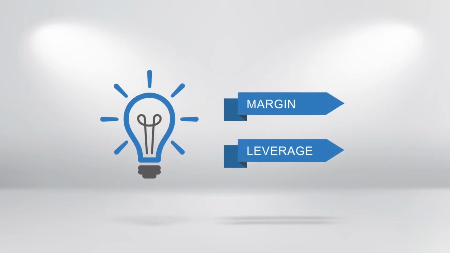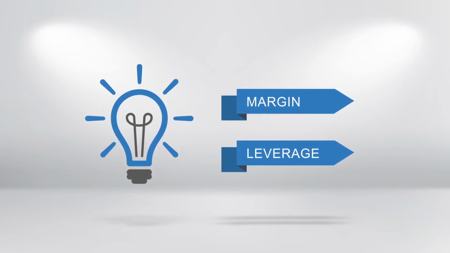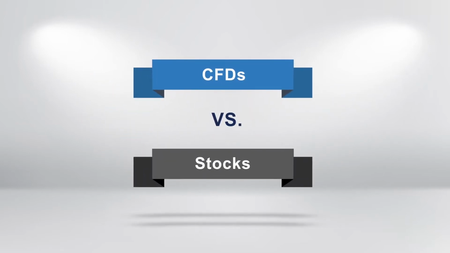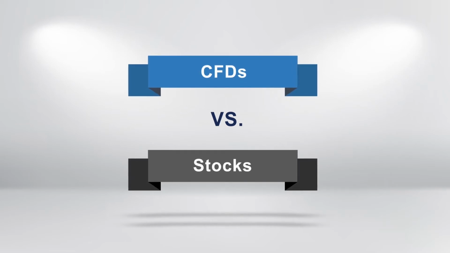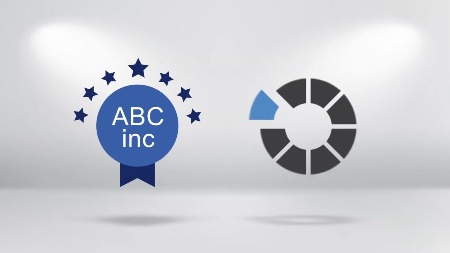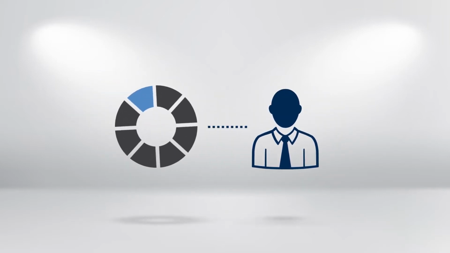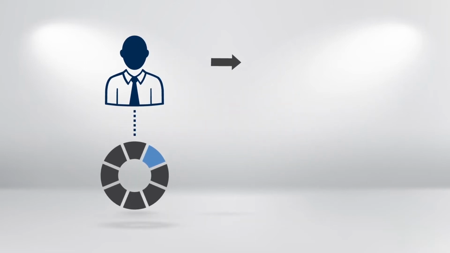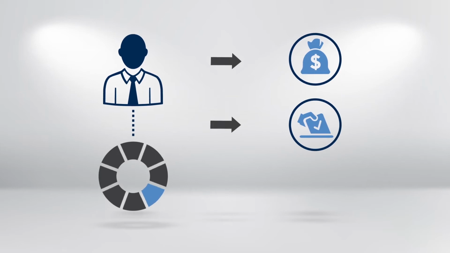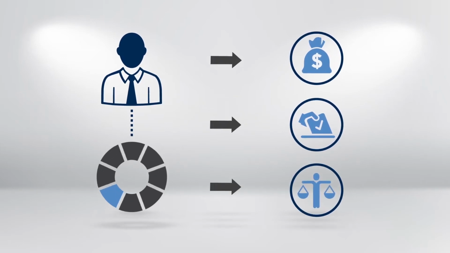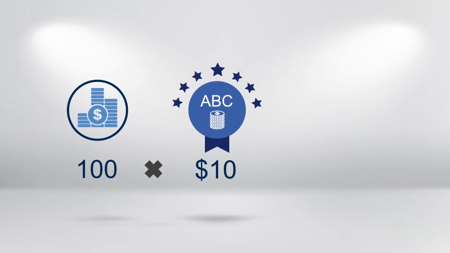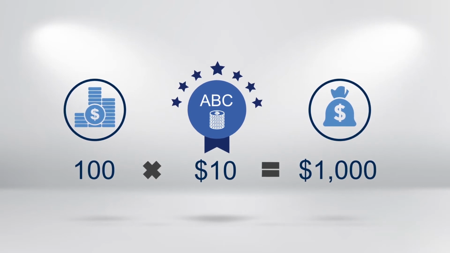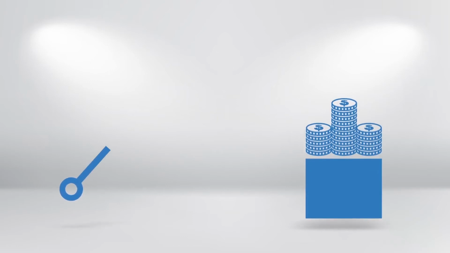We'll look at margin and leverage through a few examples, but let's take a moment to look at the differences between CFDs and stocks. A stock is a share of ownership in a company. By purchasing a stock, you become a shareholder in that company. You may benefit from dividends, can vote on key corporate decisions, and possess certain rights. To buy 100 stocks in company ABC at $10, you need $1,000. Purchase equals ownership. The price of a stock goes up and down depending on many factors.